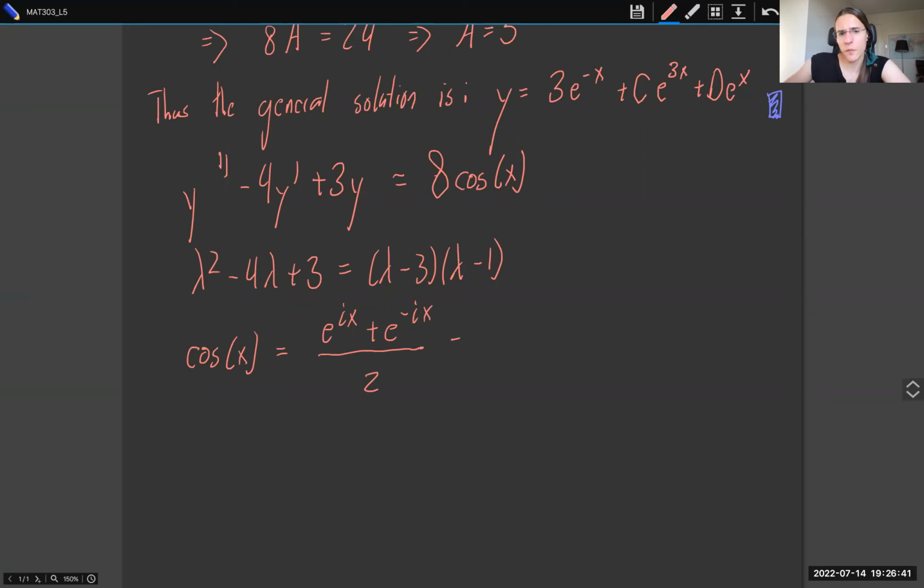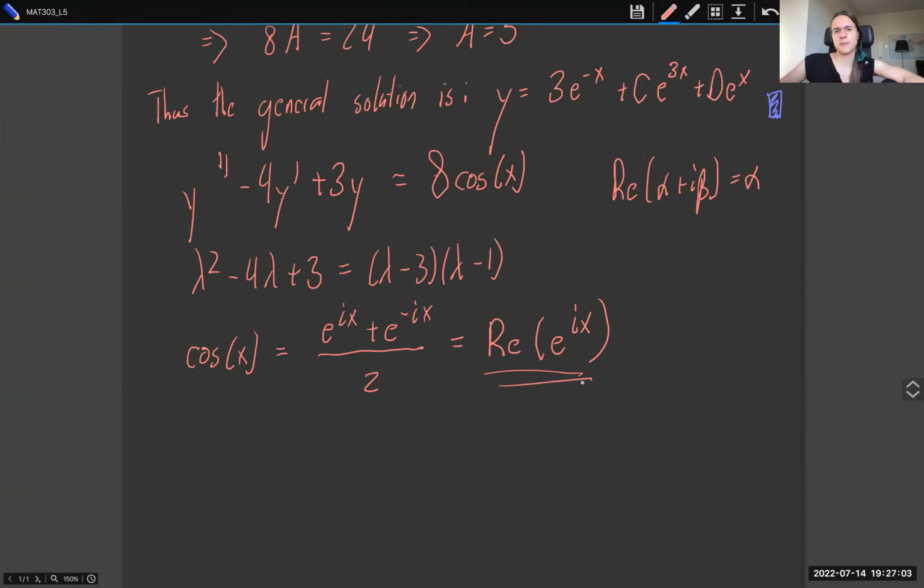Or it can also be written as the real part of e to the ix. Right? Because the real part of alpha plus i beta is just defined to be alpha. And e to the ix is cos x plus i sine x. And it's actually this expression that we're going to use. That's the more useful one.